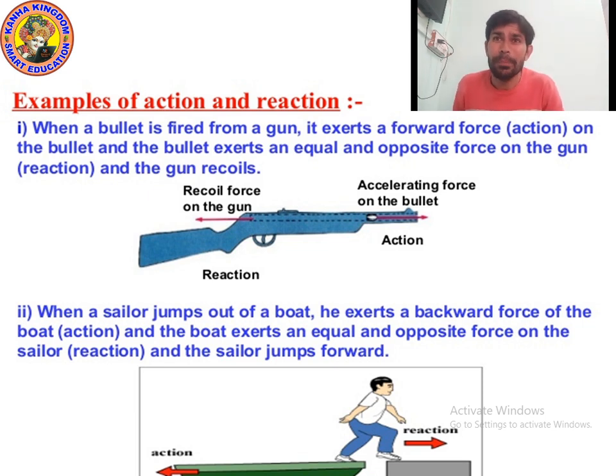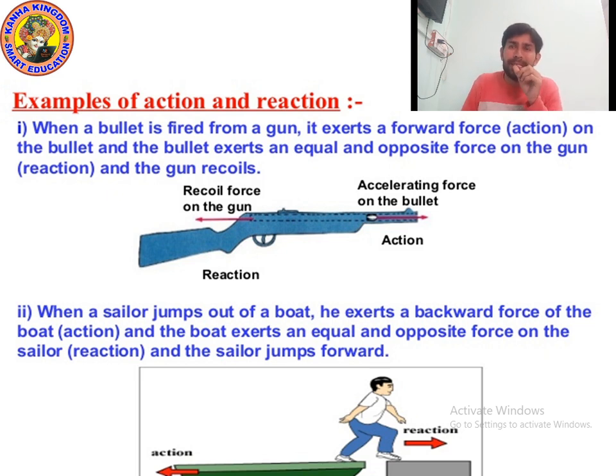When you use the gun, what will happen? The bullet will go forward when you fire from the gun on your enemy. And you might have noticed that the gun will come backward. So the bullet going forward is action, and the gun coming back is reaction.